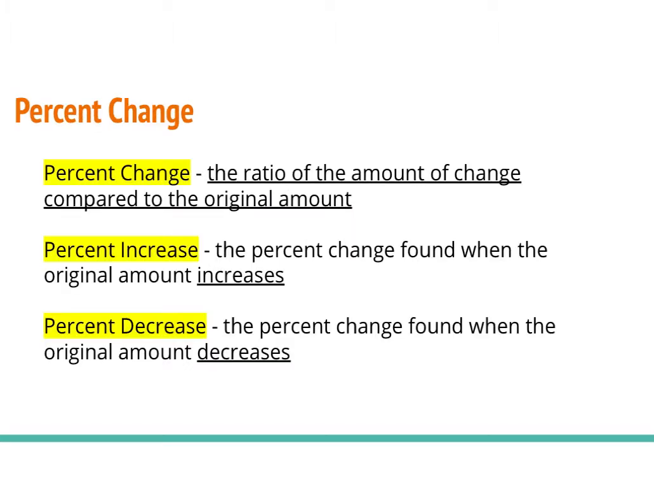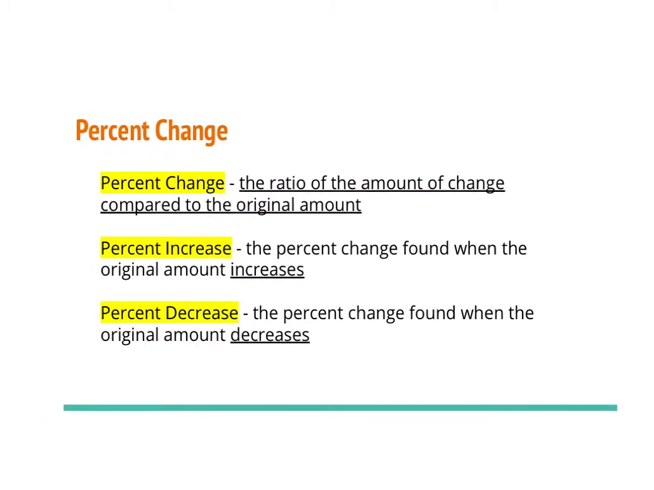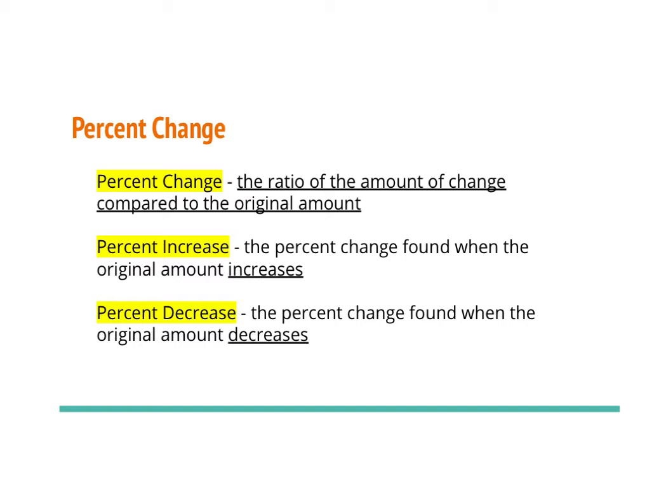So percent change is the ratio of the amount of change compared to the original amount. And what that means is, you're not just calculating the amount of change, you're also comparing it to the original. So you're dividing by what it began with, or the old amount. The percent increase is if the change is positive. So if you increase and then you compare it to the original, that would be percent increase. Or if you decrease and then you compare it to the original, that would be percent decrease.